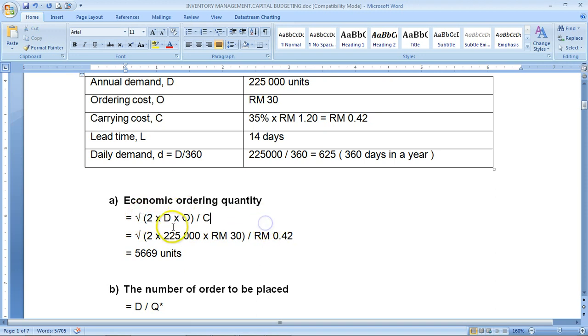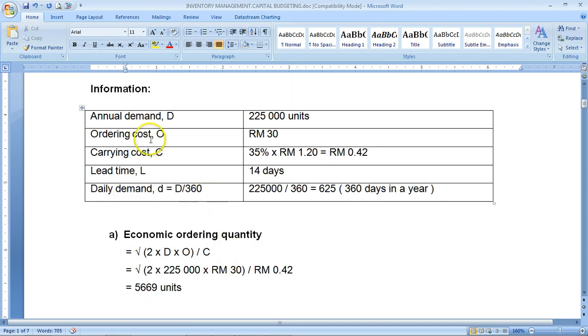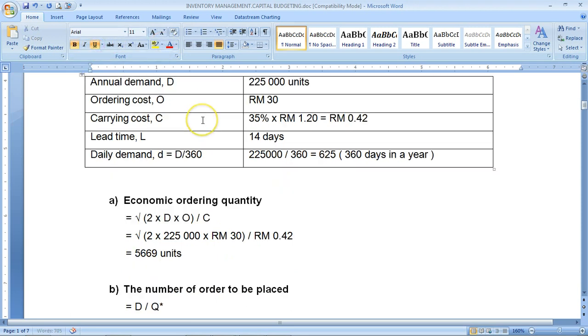Very good. So you just substitute into the formula. This information is very good, because when you extract, it's easy for you to calculate later. You see, 2 times D, you don't need to look at the question, you only look at your information here. 225,000 times 30, then divide by 0.42. Then you get 5,669 units. This is the best optimal order quantity to minimize your cost.